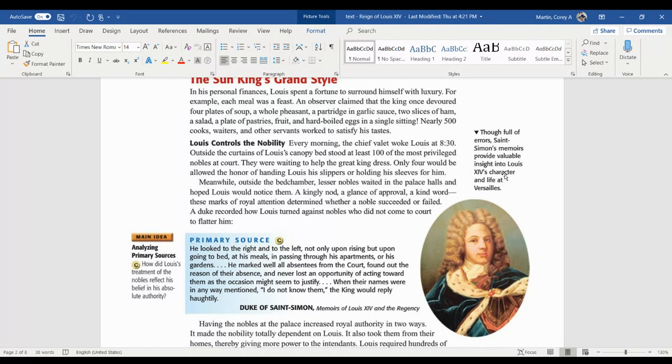Meanwhile, outside the bedchamber, lesser nobles waited in the palace halls and hoped Louis would notice them. A kingly nod, a glance of approval, a kind word. These marks of royal attention determined whether a noble succeeded or failed. A duke recorded how Louis turned against nobles who did not come to court to flatter him.